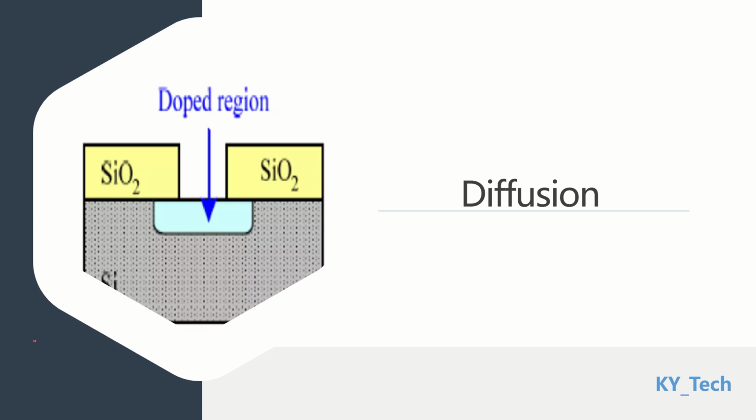Today we're going to talk about diffusions. So when will we use diffusions? We know that MOSFET will have NMOS and PMOS. So for NMOS and PMOS, we need to dope a donor or acceptor into silicon. And this is the timing we'll use diffusions.